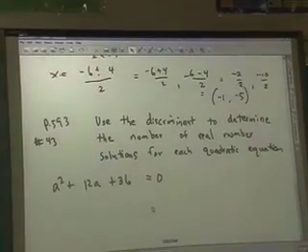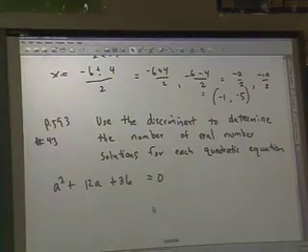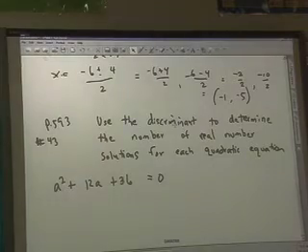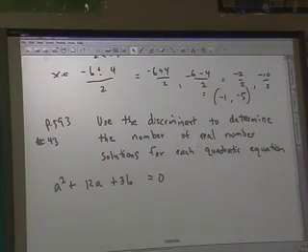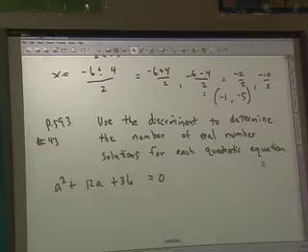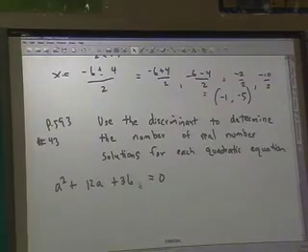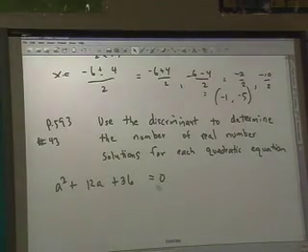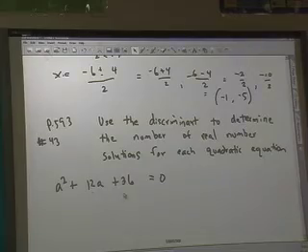Okay, so number 43 on page 593, they ask the question, use the discriminant to determine the number of real number solutions for each quadratic equation. Well, notice we're back to the quadratic equation. We've got an equals 0 here. What do you do to find the roots, or the solutions, as they call them?